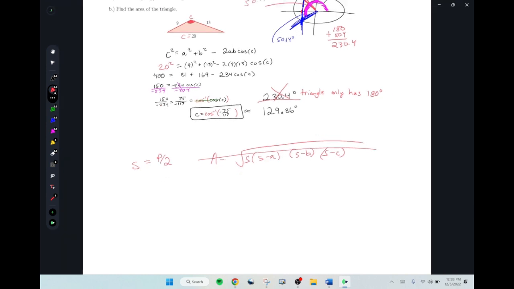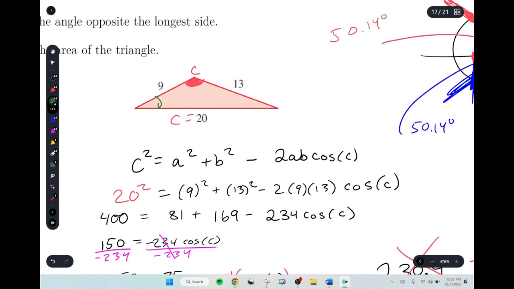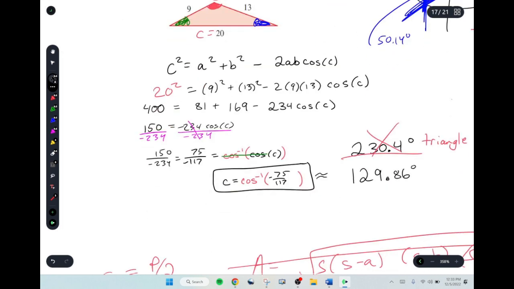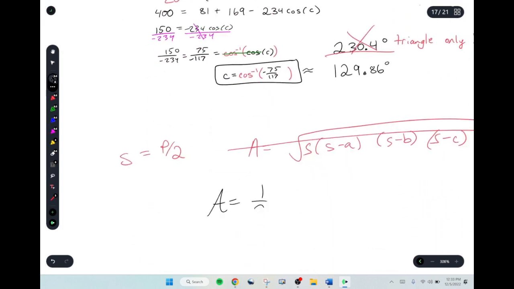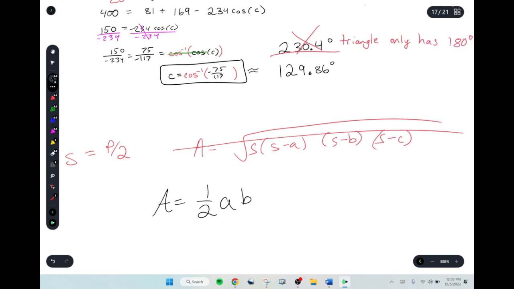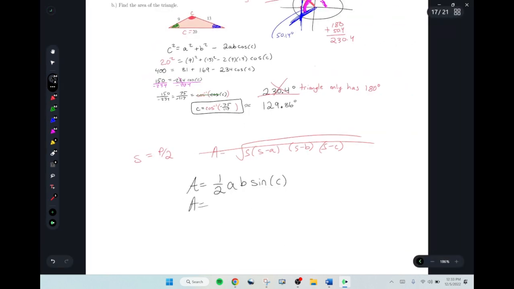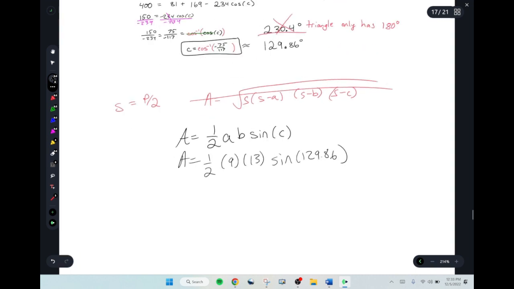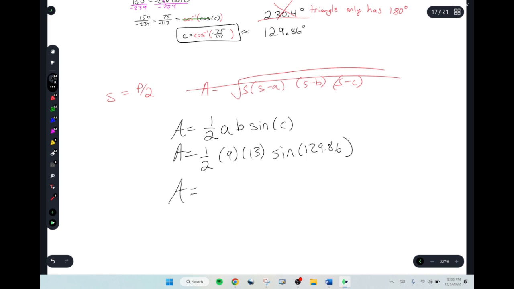Using the law of cosines and the law of sines, you can find every angle and every side. We could go law of sines to find the other two sides, or angles, I mean. And you should go practice that. So now we can just say, area technically is 1/2 AB sine C, where C is the included angle of those two. So A equals 1/2 times 9 times 13 times sine of 129.89, which is 0.86, and whatever that ends up being, we are content with. I will do it as well.